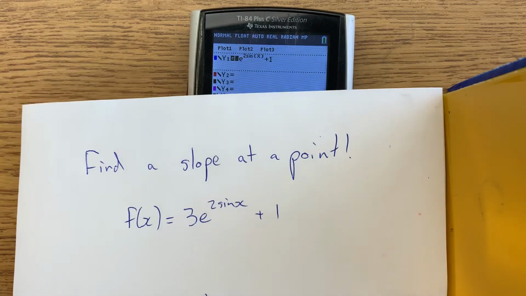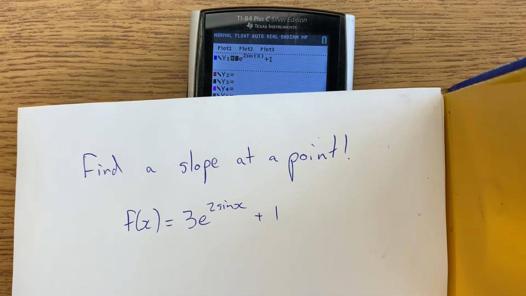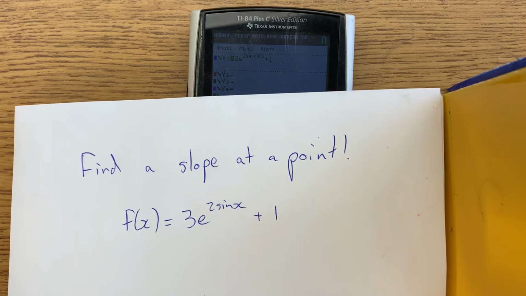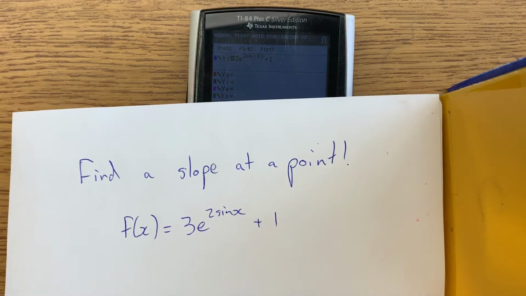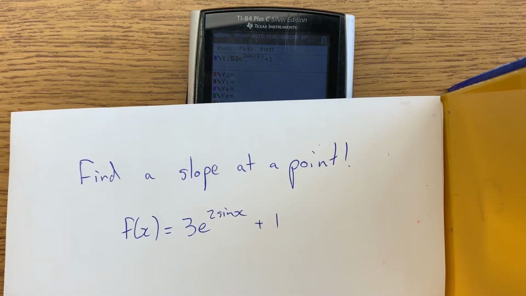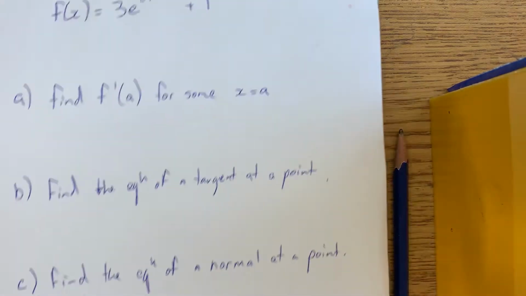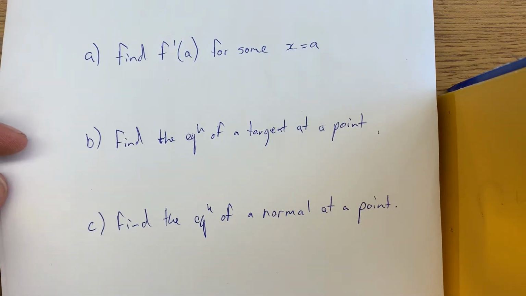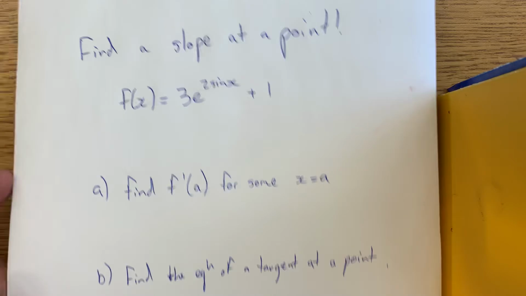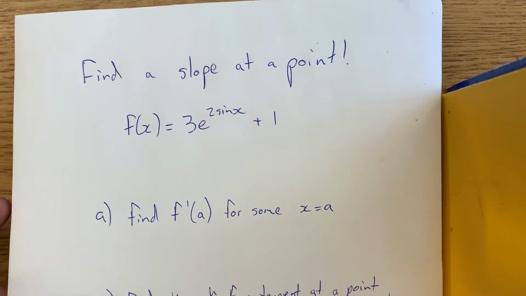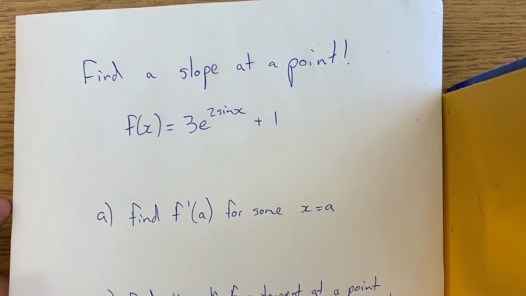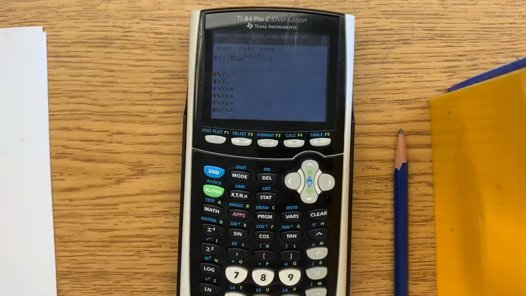And on a calculator style paper or on really any style paper, you may be asked to find a particular slope at a point. You may be asked to find the actual derivative. You may be asked to find a tangent at a point or the equation of a normal. All of these things require us to do the same thing. So first off, we can find the slope at a particular point by graphing it.